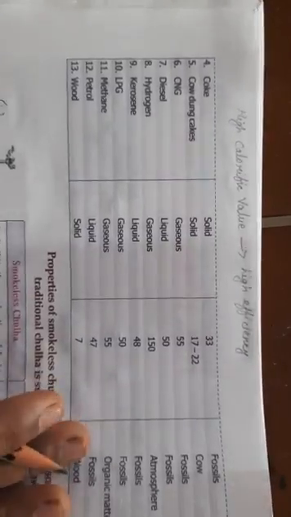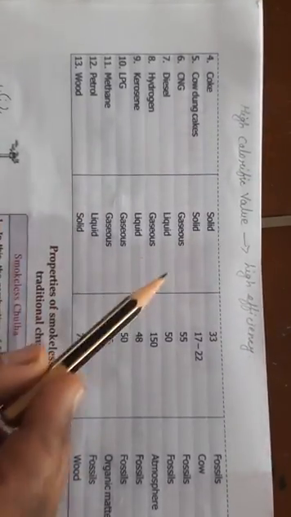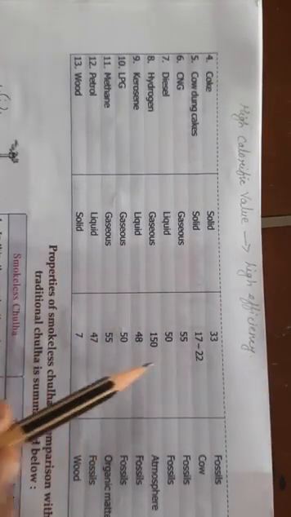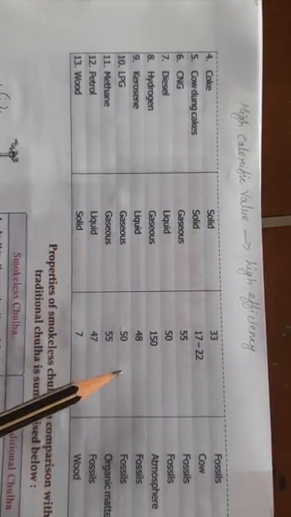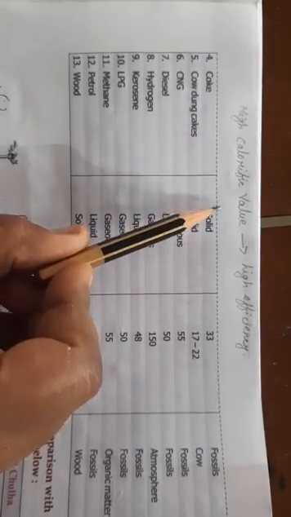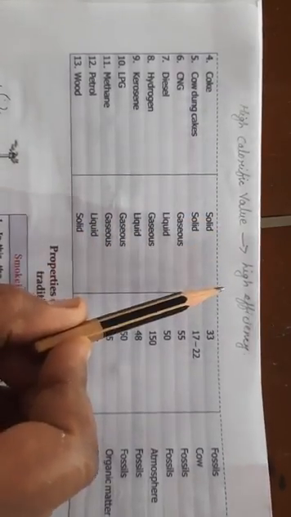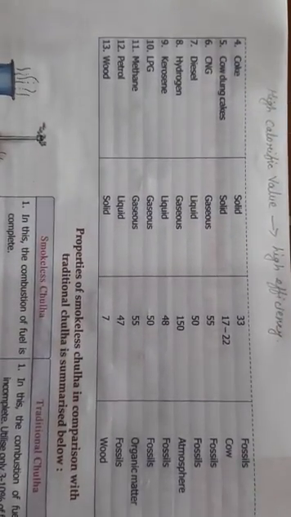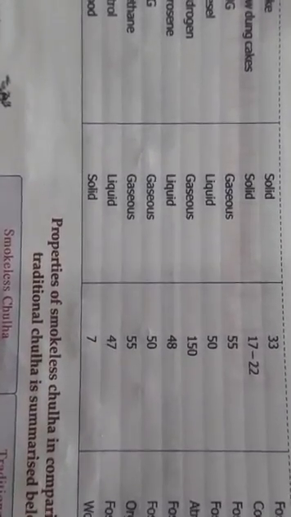So in this table you have most of the fuels, their state and their calorific value. Higher the calorific value, that means that fuel has high efficiency. It is the best. That means it will burn completely, and when it burns completely, it will not pollute the environment.